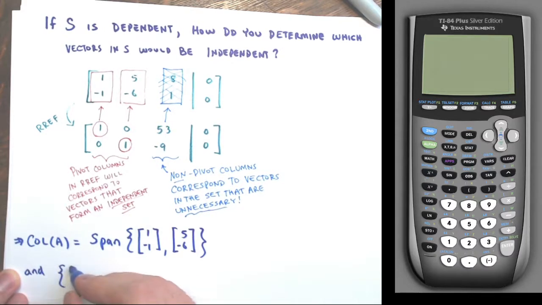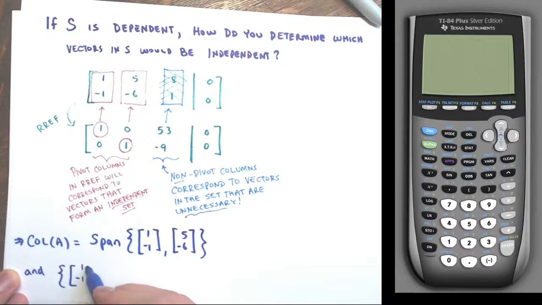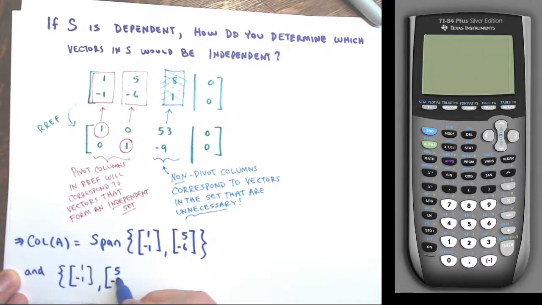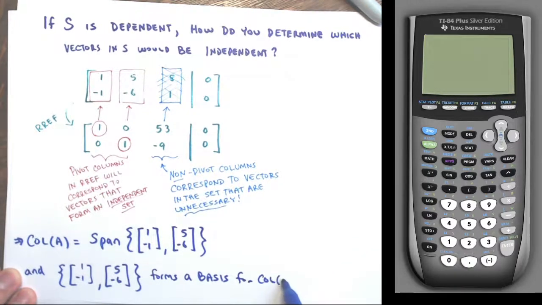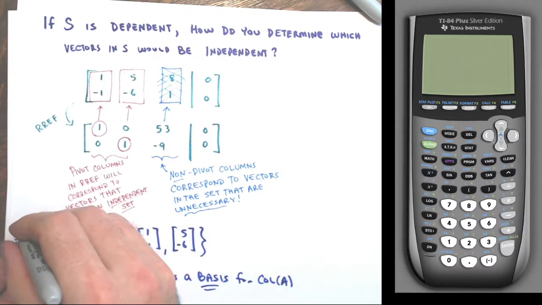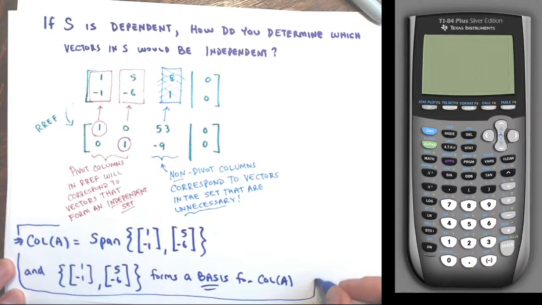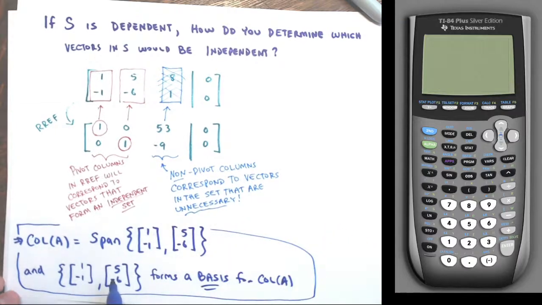And again, this set with the vectors 1, -1 and 5, -6, that set forms a basis for the column space of A. All right, that's a simple set of building blocks for the column space. Every vector in the column space can be built by using these two vectors, and these two vectors are both necessary, right? Because they can't be written as linear combinations of each other or scalar multiples of each other. I need them both to be able to construct the column space.